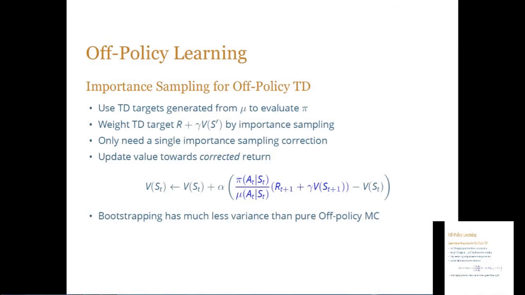Okay, so bootstrapping has much less variance than pure off-policy Monte Carlo, but of course it introduces more bias because we are doing this one-step lookahead update. So policies need to be similar only over a single time step instead of the entire trajectories, as we did before in the previous slide.